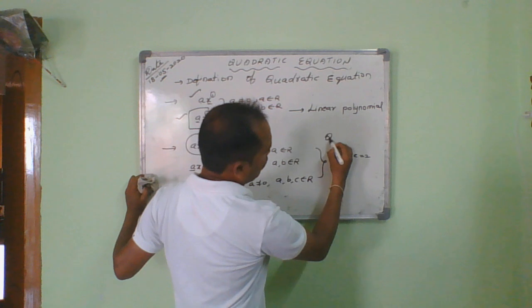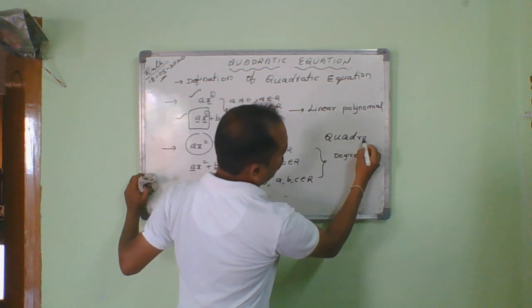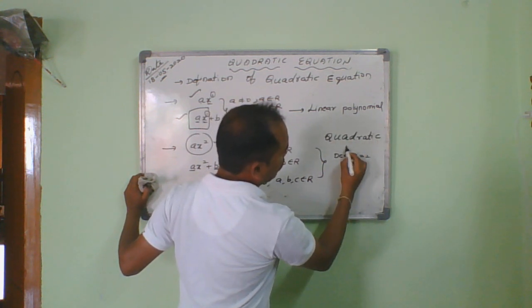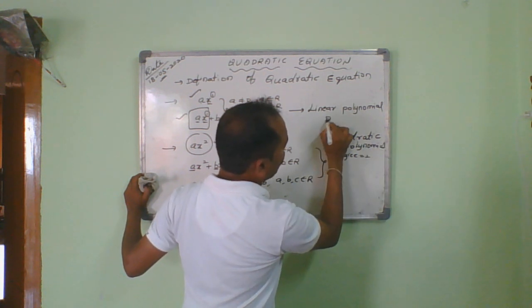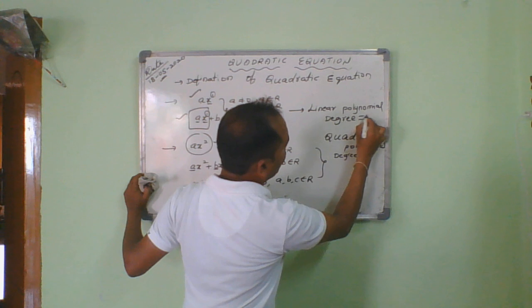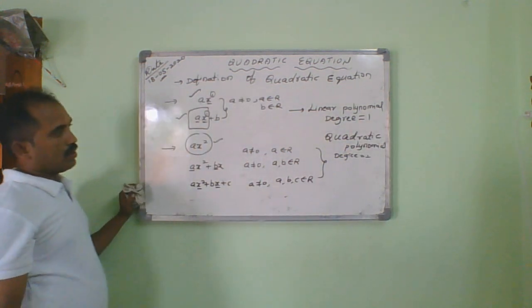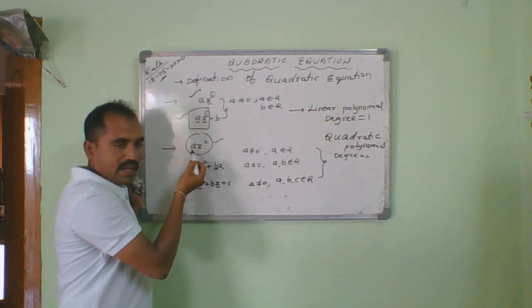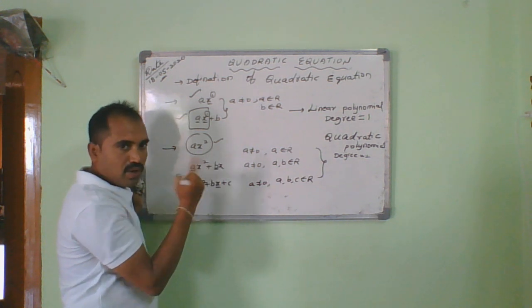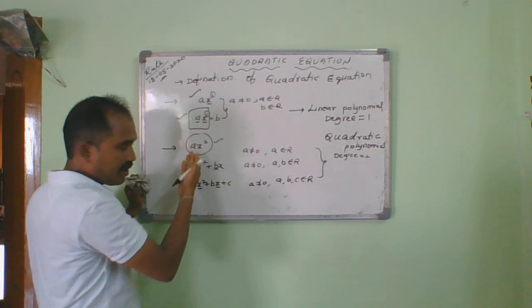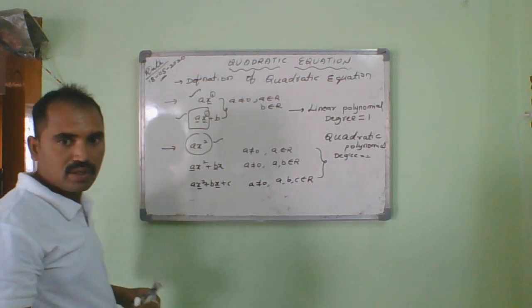This is called a quadratic polynomial, right? Here the highest power of the variable is equal to 2, so let's say quadratic polynomial. How many terms do you have here? Only one. Ax square is only one term.